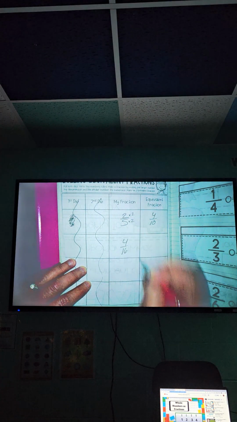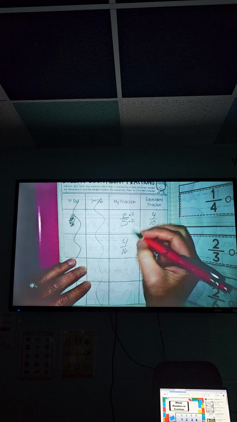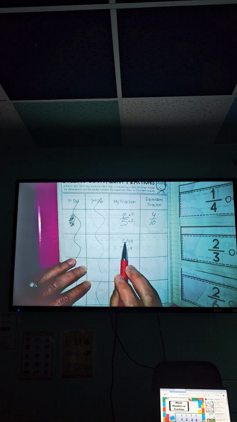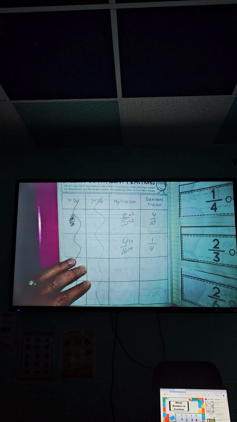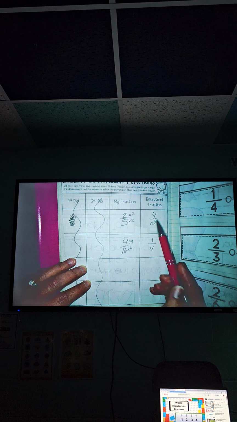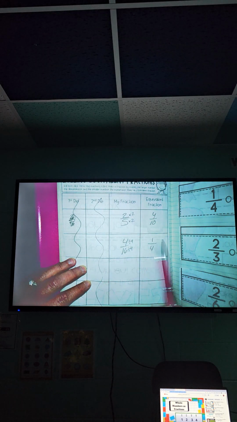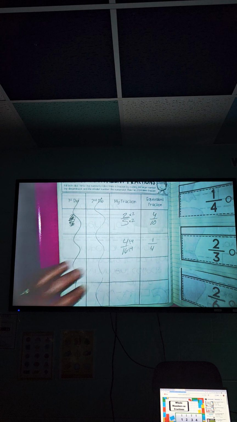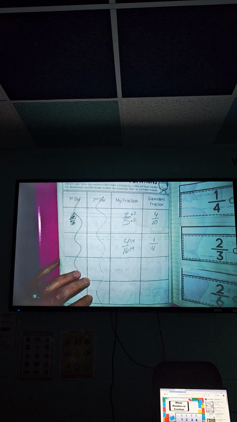Next, 4/16. Can 4 go into 16? It sure can, so we're going to divide by 4. 4 divided by 4 is 1. 16 divided by 4 is 4. Remember, you can do the opposite to check. 4 divided by 2 is 2. 10 divided by 2 is 5. 1 times 4 is 4. 4 times 4 is 16. Always recommend checking.